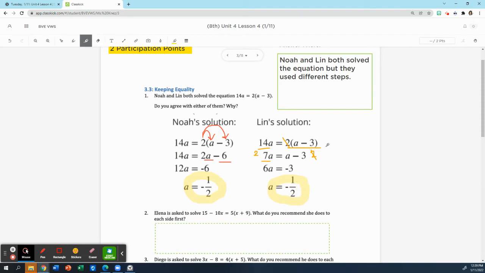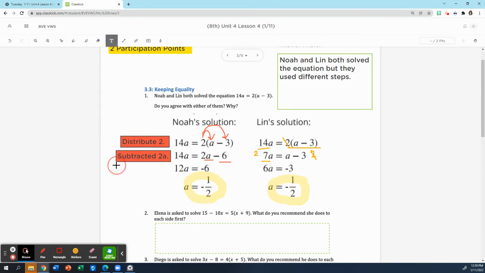Now, when we think about moving from one line to the next of an equation, we can identify the steps that are being taken. For example, Noah's first step here was to distribute 2. And that was a way of simplifying the first line of the equation. Then we can see that on the second line of the equation, Noah subtracted 2a. And we can tell that that's true because 2a went away. There's no more 2a. And 14a became 12a.